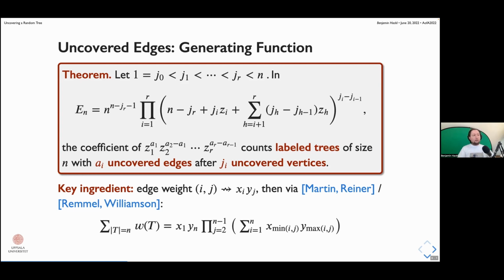So we can set these y's to the correct variable that tracks the endpoints, these uncovered interval endpoints, and in the end, what we will get is exactly the expression that you see up there, the en, which is this generating function that tracks the increments in these intervals that we have.